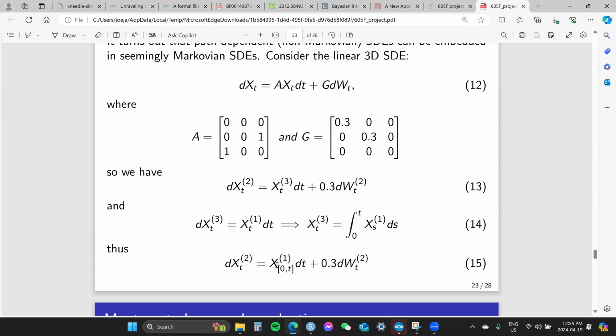This paper was just doing independence testing for these types of memory SDEs. I think this was their only case of a memory SDE also. And we were confused initially, like, how is this a memory SDE?